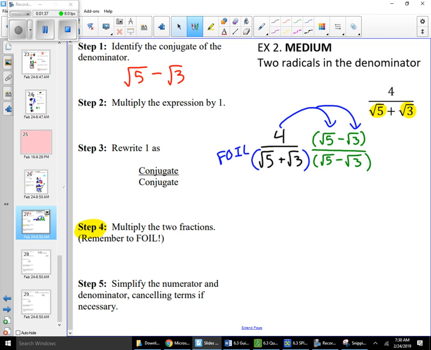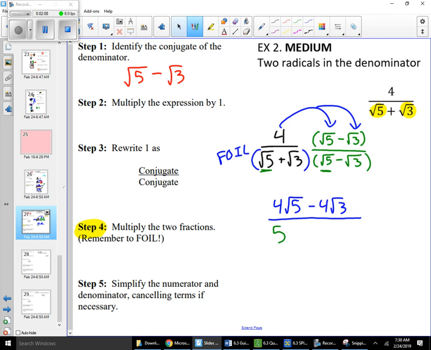So in the numerator, we have the 4 times root 5, that's 4 root 5. We also have 4 times the negative square root of 3, which is negative 4 root 3. Positive times the negative is negative. In the denominator, this FOIL, because we have a bunch of radicals, it's going to be somewhat interesting. Let's go green for our first term. Root 5 times root 5. That's a root 25, but the square root of 25 is 5.